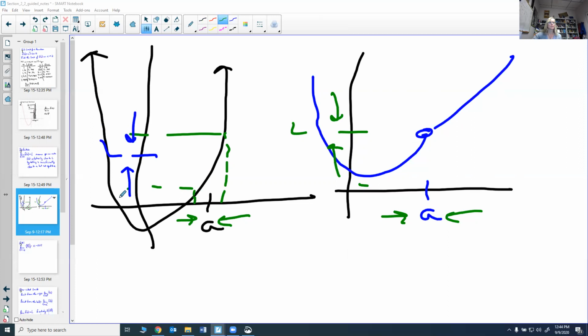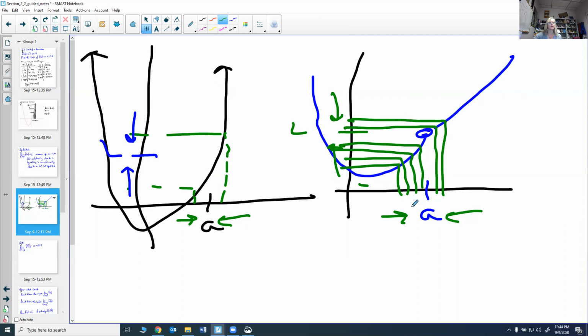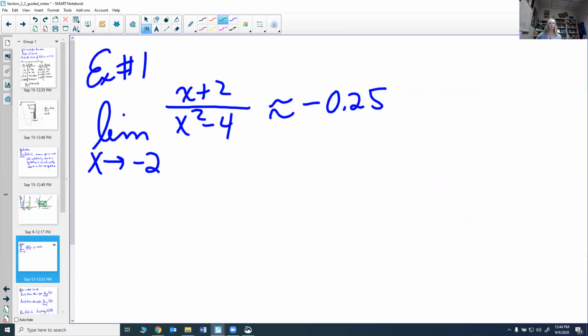And again, what you're doing is you're letting x get closer and closer and closer towards A each time. And even though at A it doesn't exist, you actually are getting closer and closer and closer to what that hole is. So you can find out what value that is. And we call that L. So let's try another example.